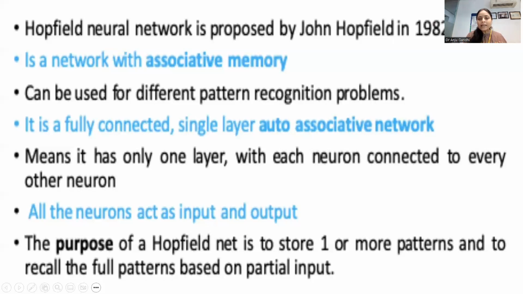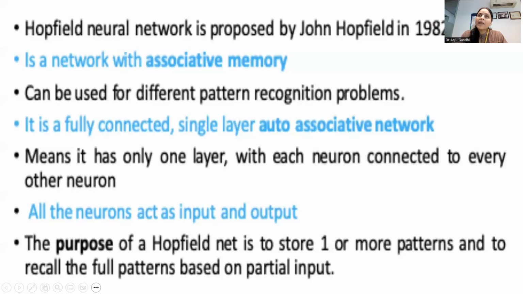Now, we have one layer. Every layer has some neurons which are connected with the other neurons. All the neurons act as both input and output. This we also know. We have a layer, and other layers, and neurons in all the layers, and they are connected with each other. Now, the purpose of the Hopfield net is to store one or more patterns and to recall the full pattern based on the partial input.